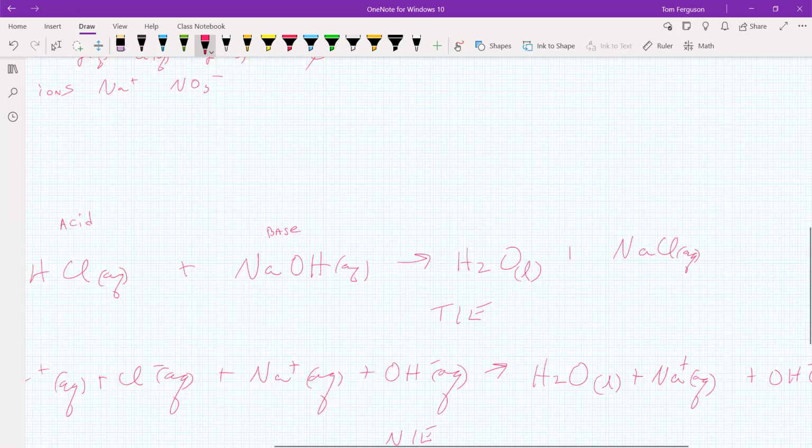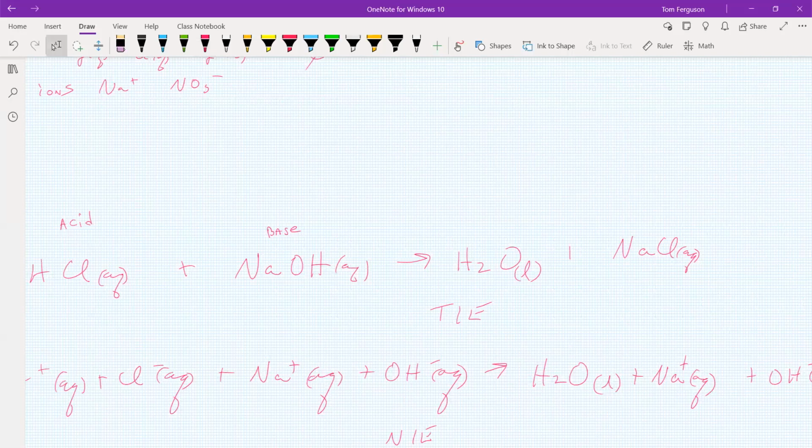Now we know something happens because it gets hot. So a reaction happened. However, the solution is still clear and colorless. You start with clear and colorless, dumping stuff together, no visible change, but it gets hot. So we know a reaction happened.